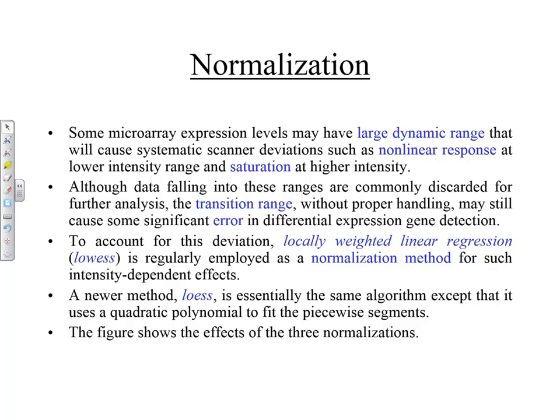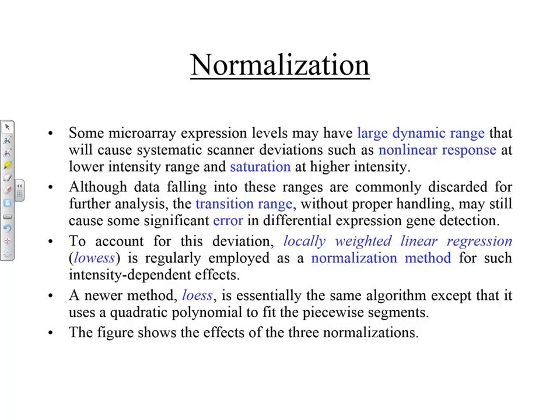Now, some microarray expression levels may have large dynamic range that will cause systematic scanner deviations, such as nonlinear response at lower intensity range and saturation at higher intensity. Right? So all the data falling into these ranges, whenever you have saturation or you have nonlinear response, you will throw them out usually, right? The transition range without proper handling may still cause some significant error in differential expression gene detection, right?